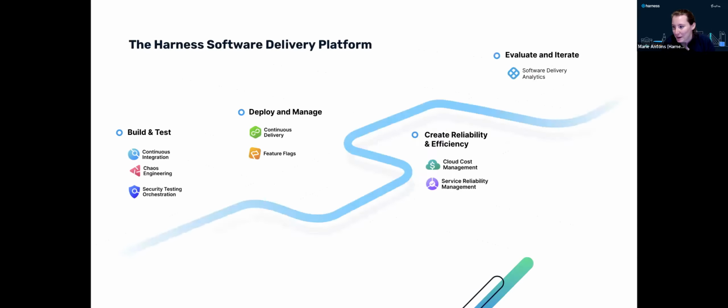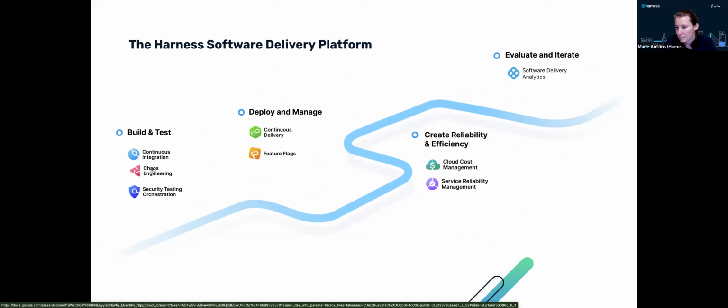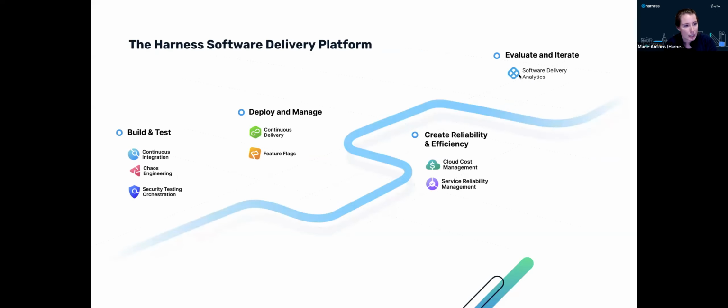Okay, so what is Harness? I know some of you might have heard of LaunchDarkly or something. They're just a feature flag service. Harness is a full end-to-end software delivery platform. We have everything from continuous integration, which is building and testing your code, chaos engineering, which helps you do game day simulations and test your systems, security testing orchestration, continuous delivery, feature flags, which is what we'll be talking about, cloud cost management, and service reliability management, and that's it.